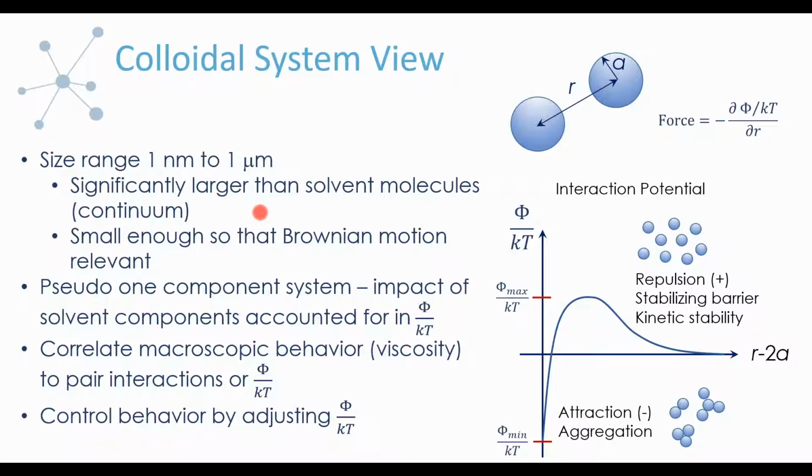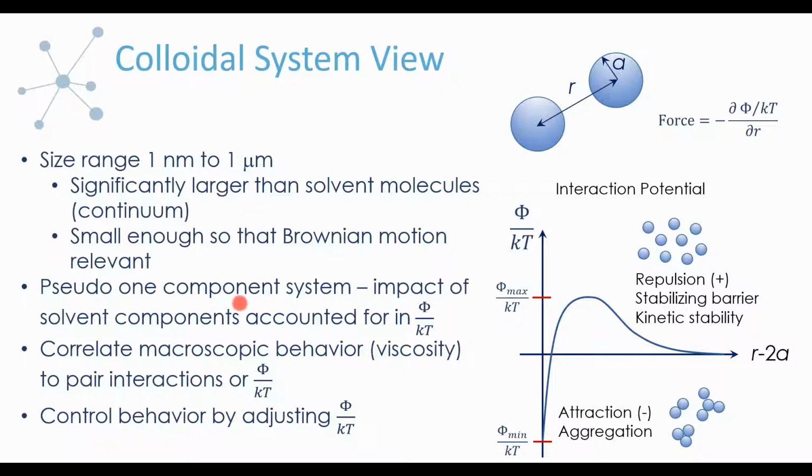This size range is defined such that on the low end, for our discussion, we're going to make the analogy between the protein and the colloidal particle. The protein molecule would need to be significantly larger than solvent molecules so that you could view the solvent as a continuum. But they would have to be small enough, so there's an upper bound on the sizing, so that they still undergo Brownian motion due to thermal fluctuations in the solvent. So basically they're constantly diffusing around in the fluid.